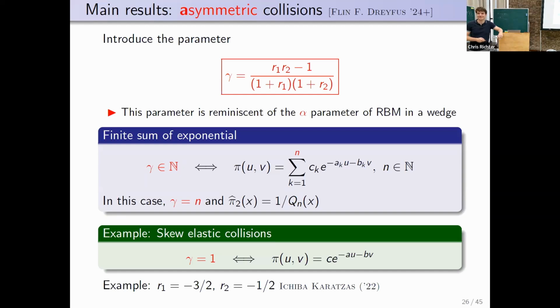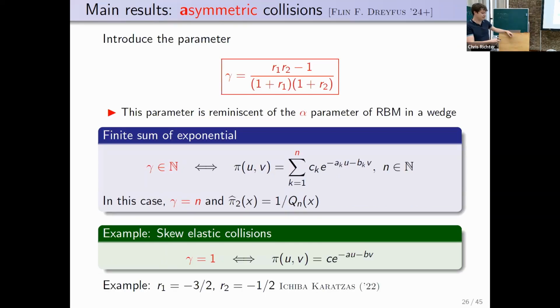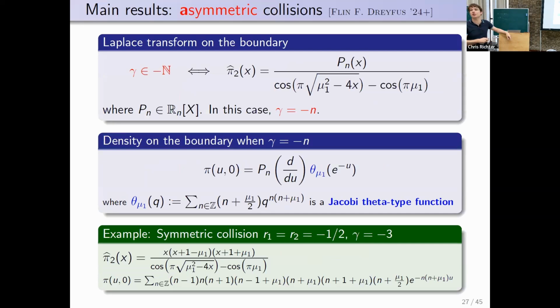Making baby steps towards it. Yeah. We start with this and then we go on. So in the previous slide, I had gamma a positive integer. Now I'm going to look at gamma a negative integer. And when gamma is a negative integer, you will have this formula for the Laplace transform. It will be equal to a polynomial of degree n, with n equal to minus gamma, divided by this function, this cosinus, and this square root. And we are able to invert this Laplace transform. And miraculously, when you invert the Laplace transform, we obtain some Jacobi theta type function. And you have to apply some differential operator to this theta type function.